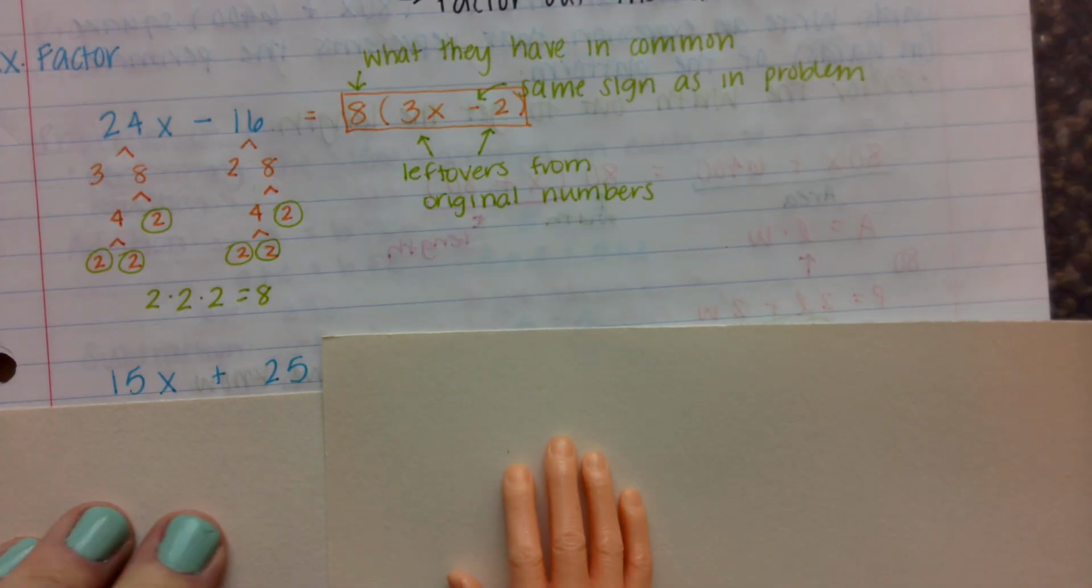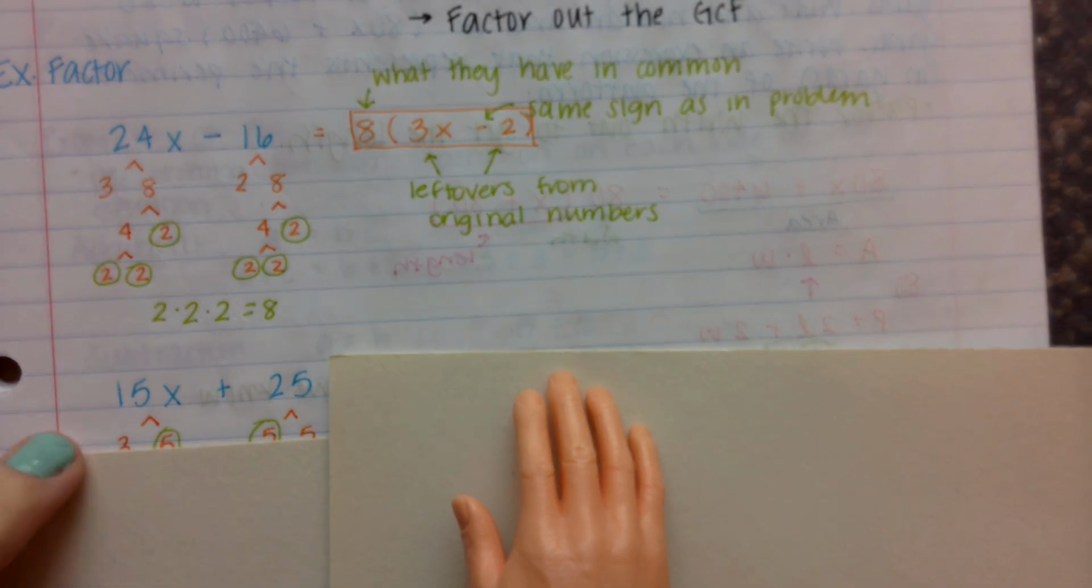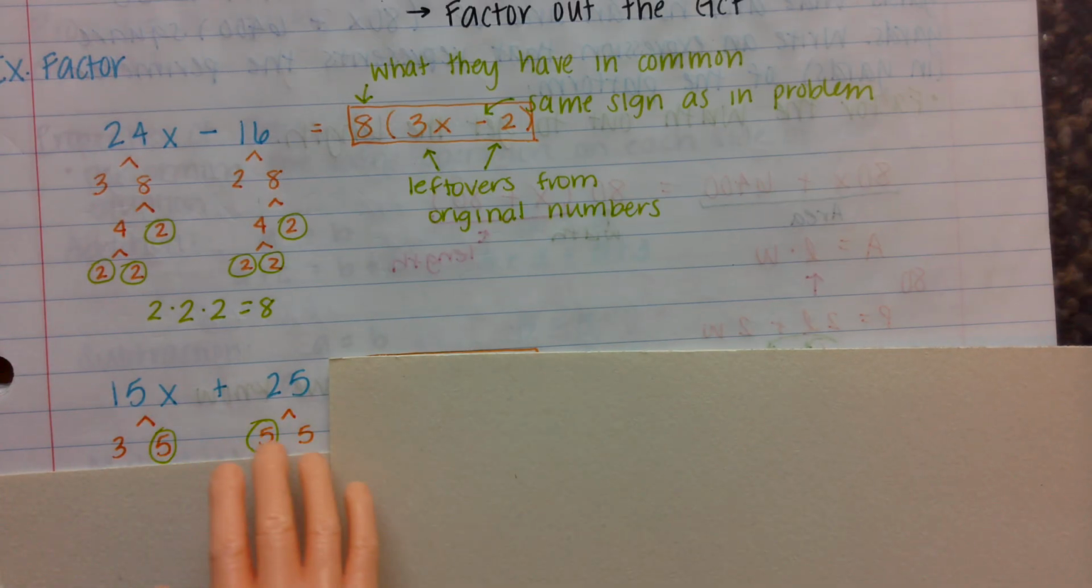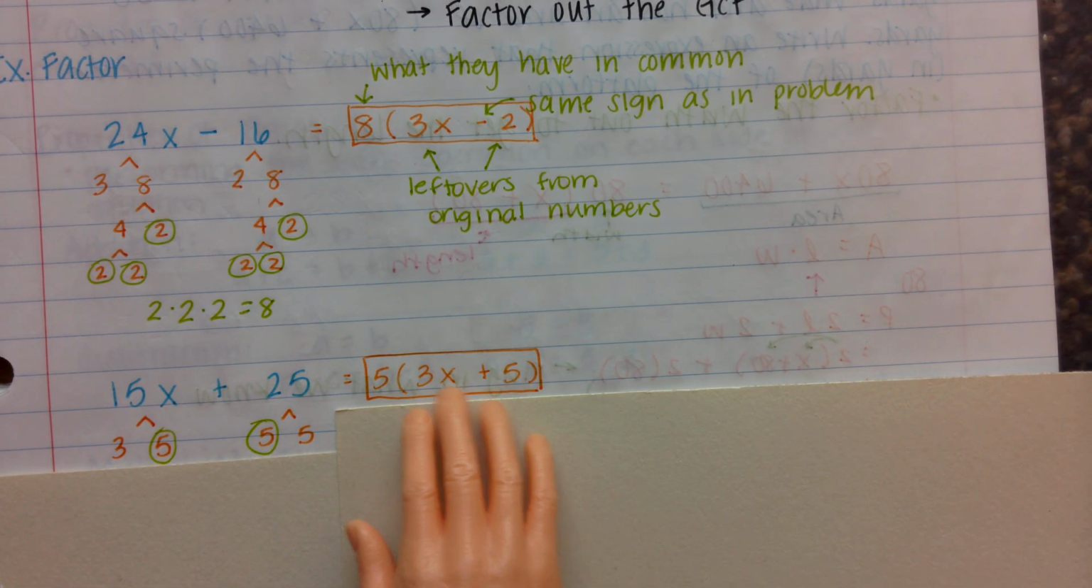If we are factoring 15x plus 25, numbers that multiply to 15 are 3 and 5. And this is great because 5 is a match for 25, so then the leftovers are 3x and 5.